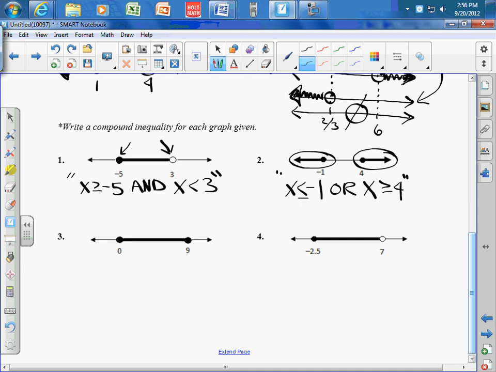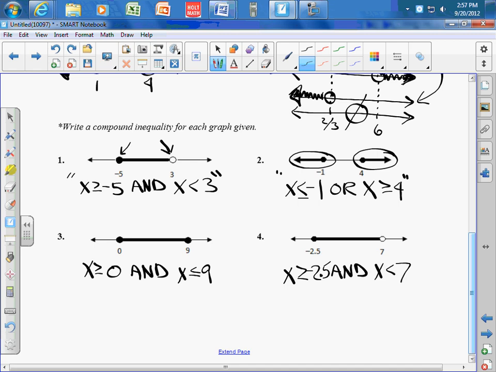Number 3, we have another compound "and" because of the shading in between the 2 points. We have x is greater than or equal to 0, and x is less than or equal to 9. And in number 4, we have another compound "and". We have x is greater than or equal to negative 2.5, and we have x is less than 7. And that concludes the lesson on graphing compound inequalities.